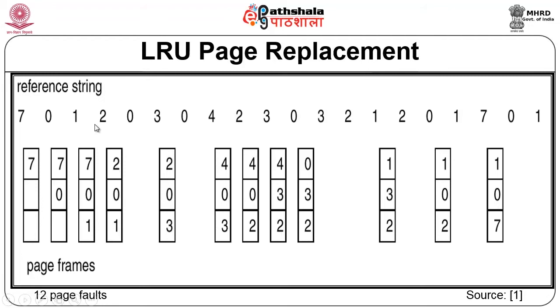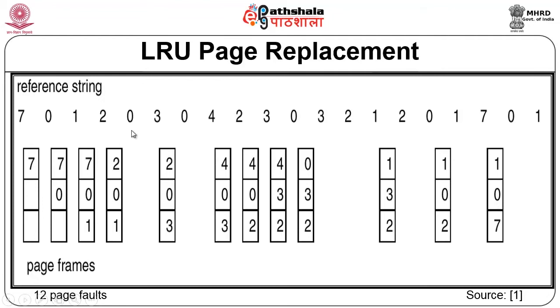So, you need to choose a page, and you know only the past. So, you need to choose the page that was not referred to recently. Now, compared to this particular position, you see that 1 was referred to, before that 0 was referred to, and before that 7 was referred to. Because 7 was the page that was not recently used, that page is chosen for replacement. So 7 is chosen for replacement, 7 is removed and 2 is brought into the free frame.